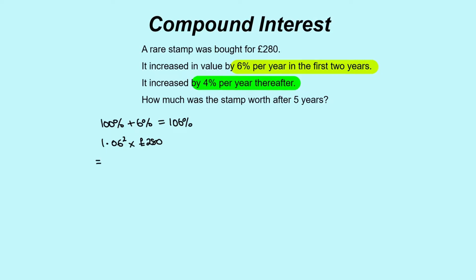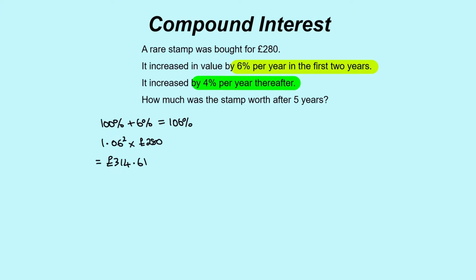Again, just go to your calculator, 1.06 to the power 2, or squared, times 280. That should give you 314.608, or 314.61 if we round it to 2 decimal places. Now what I'm going to do, I'm going to write 314.61 down because it's money and we want to work to 2 decimal places, but I'm going to keep the unrounded answer in the calculator, just so it's a little bit more accurate because we know we've got more of the calculation to do. So that's the first 2 years dealt with.